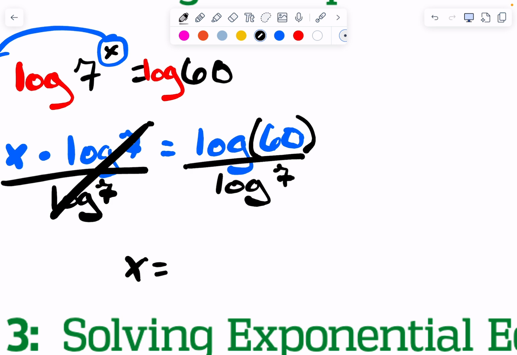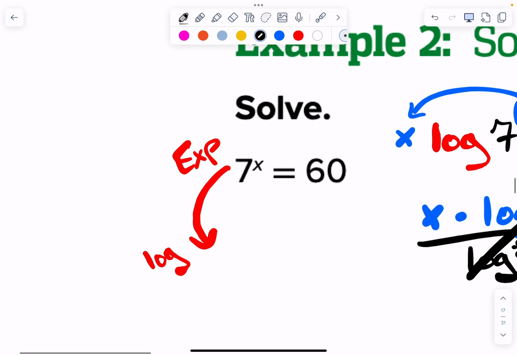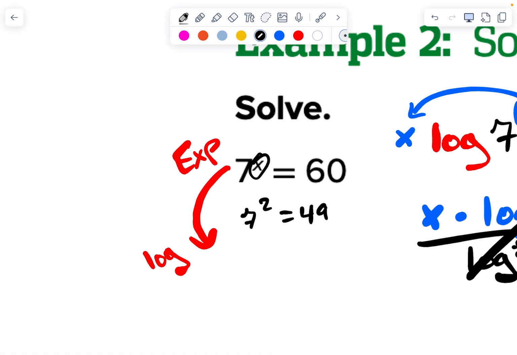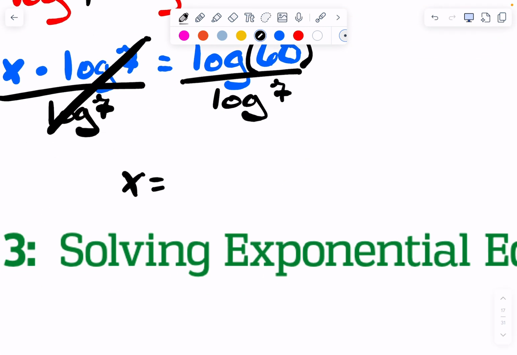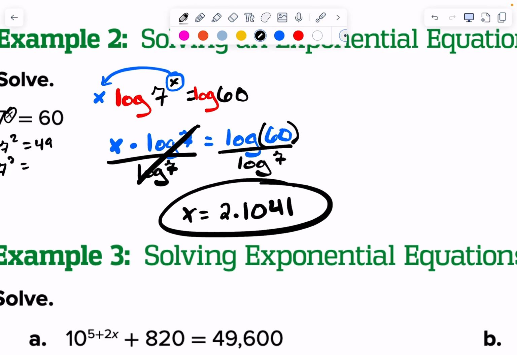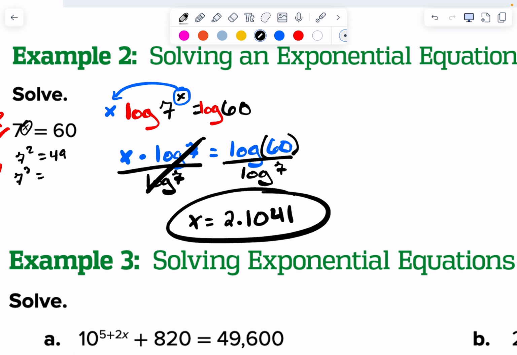Before you give me the answer, don't give me the answer yet. About what will the answer for x be? 7 to some power gives me 60. 7 to the second power is 49, right? 7 to the third power is a really huge number. So it's going to be probably between 2 and 3, right? And it is what? Give me 4 decimal places. 2.1041. There you go. Now, you have options.